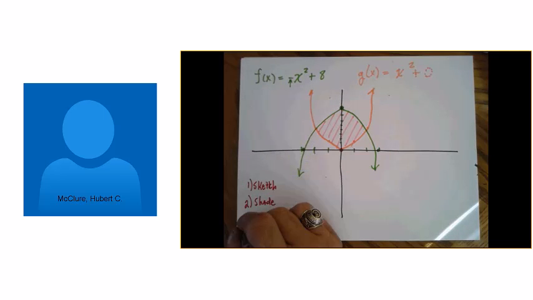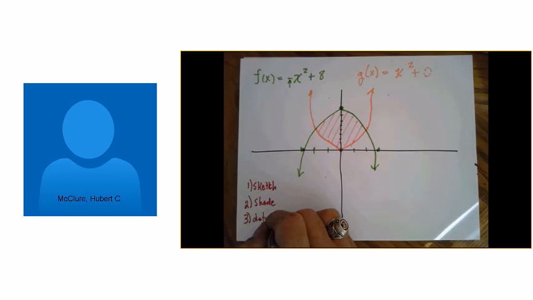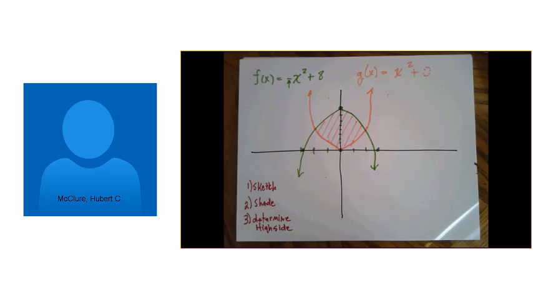Three, you need to figure out, or you need to, I can't think of the word right now. You need to determine, there we go, determine the high side. Okay, determine the high side. What do you mean? We'll plug in X. Okay, plug in a number for X. Let's plug in 4.